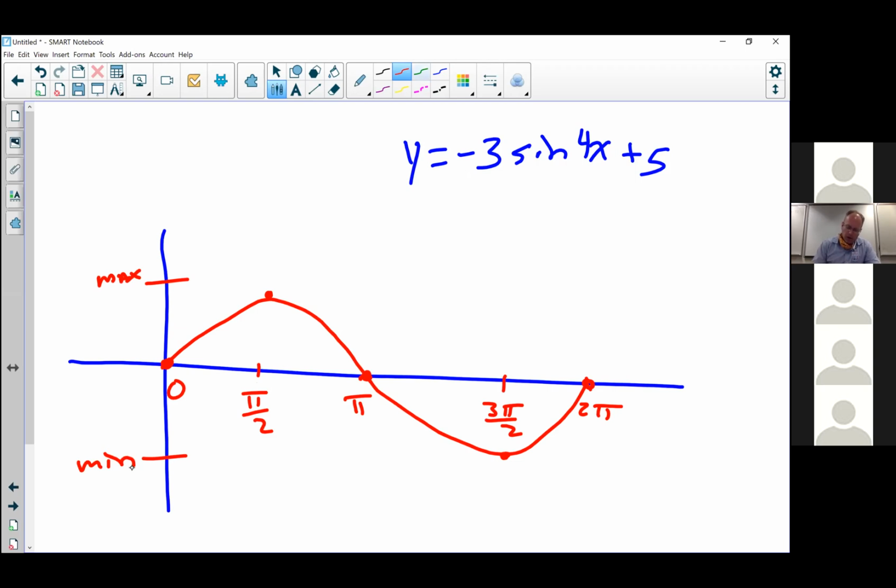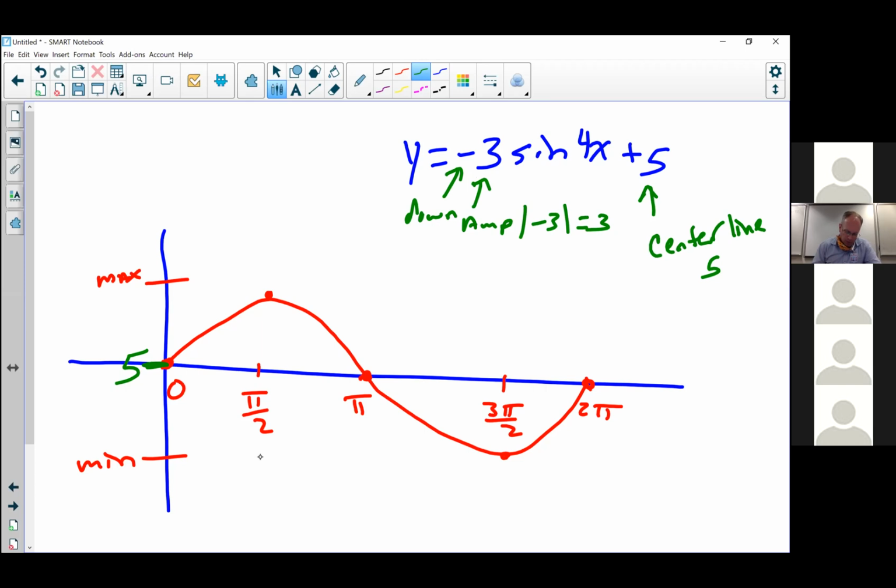So there's things that we can go about on this problem and work out. So first thing I'm going to do is say, okay, my center line is 5. So I'm going to label this in the vertical direction 5. This -3 means I have an amplitude of absolute value of -3, which is equal to 3. But this negative is going to make it go down first. So it's going to come down here, come back here. So what this graph is going to look like, it's going to look like this for right now. So if I go 3 above 5, this would get to 8. If I go 3 below 5, this would get to 2.